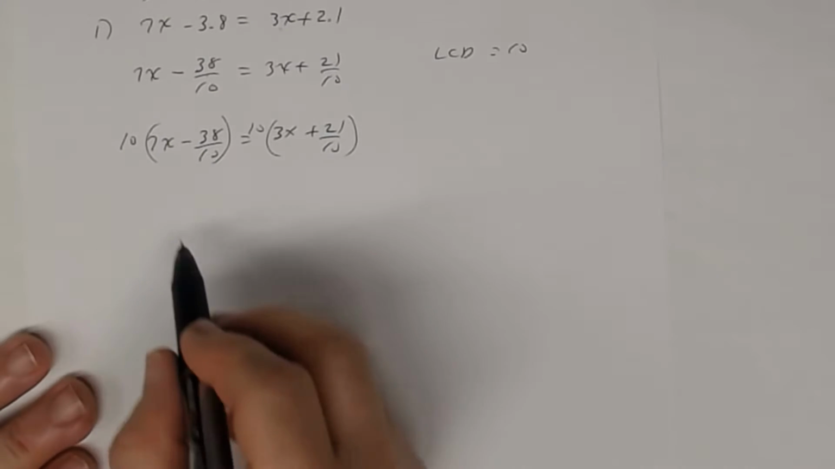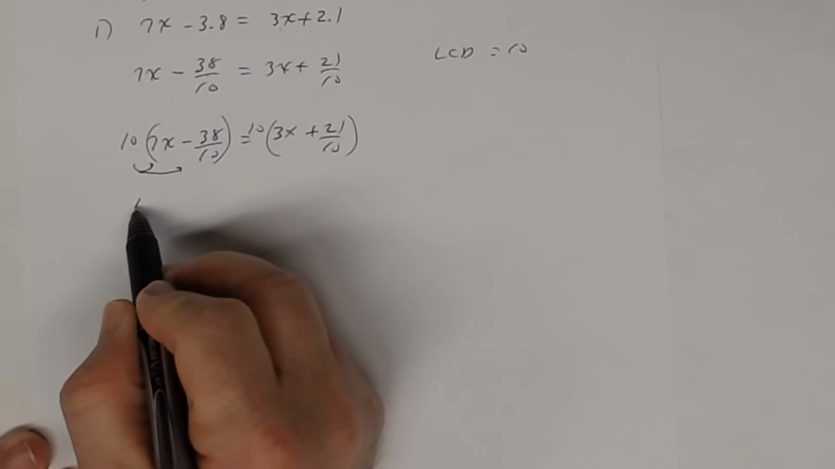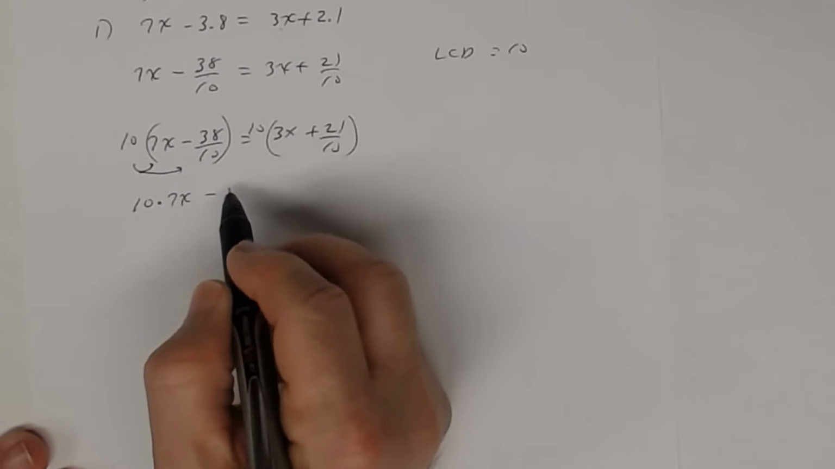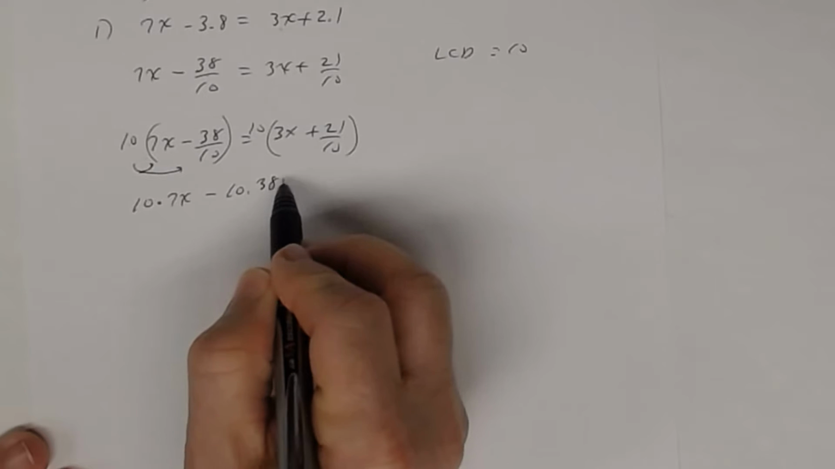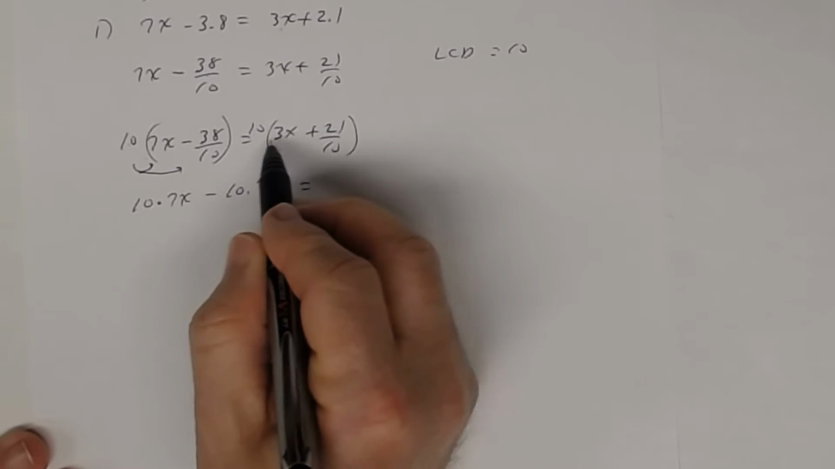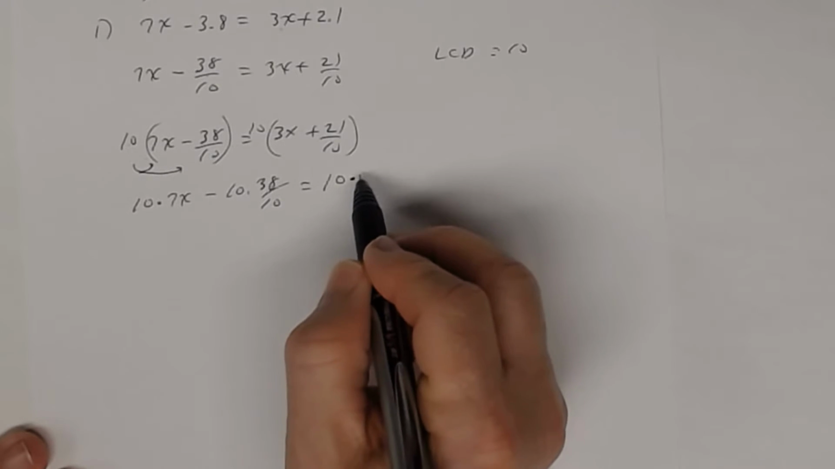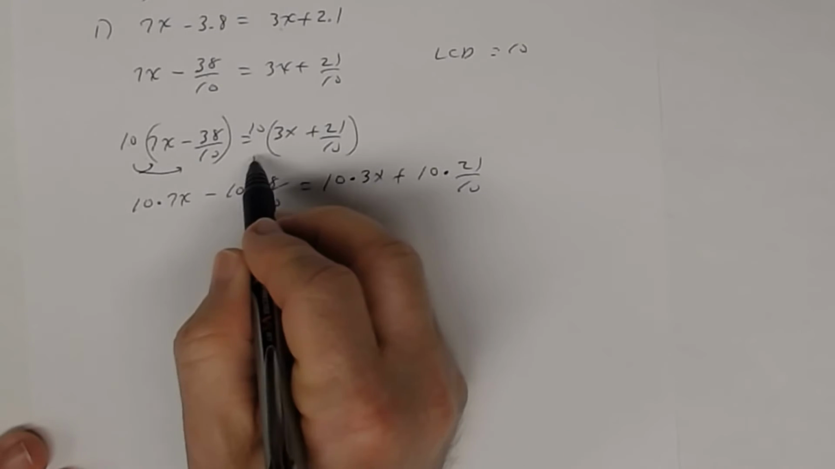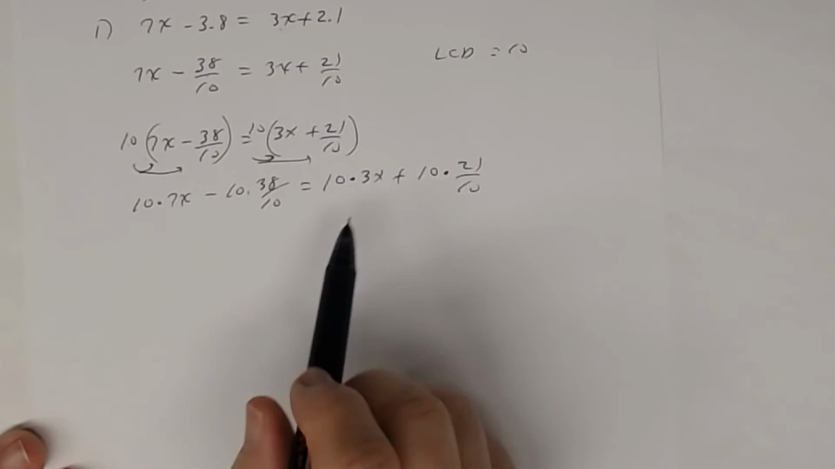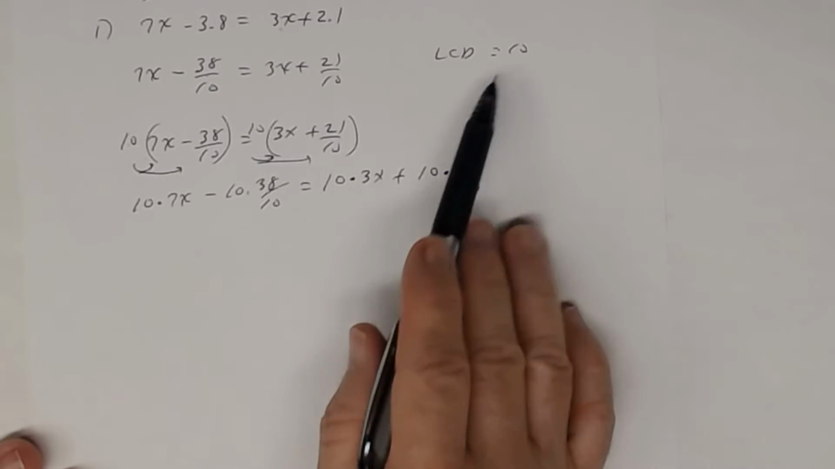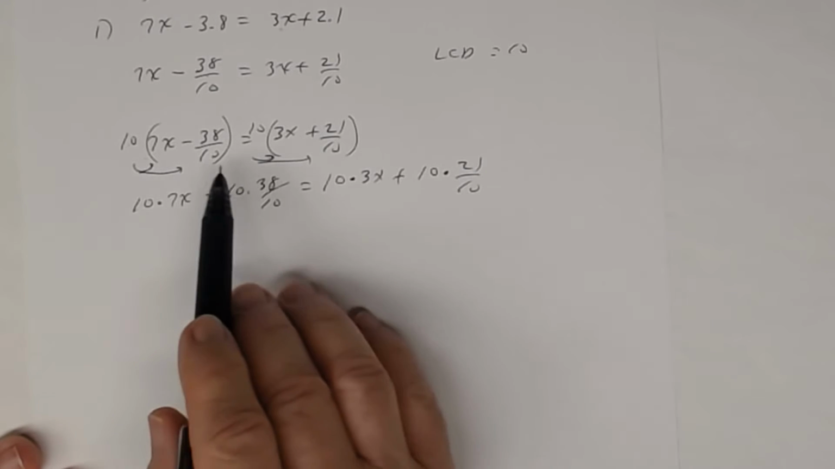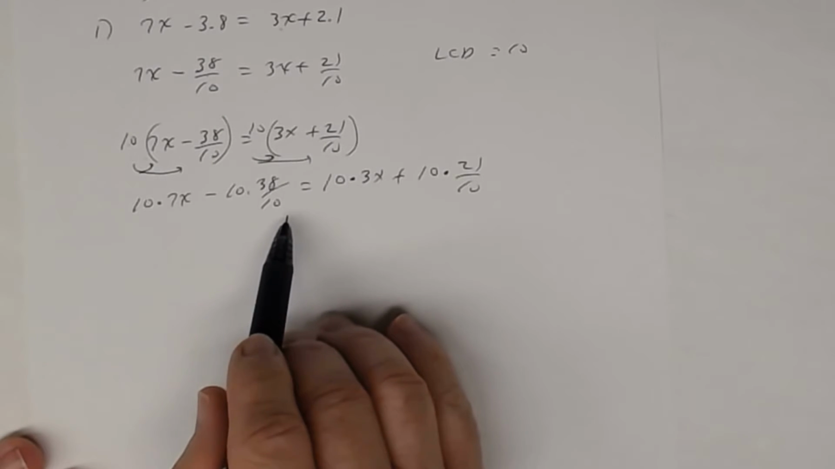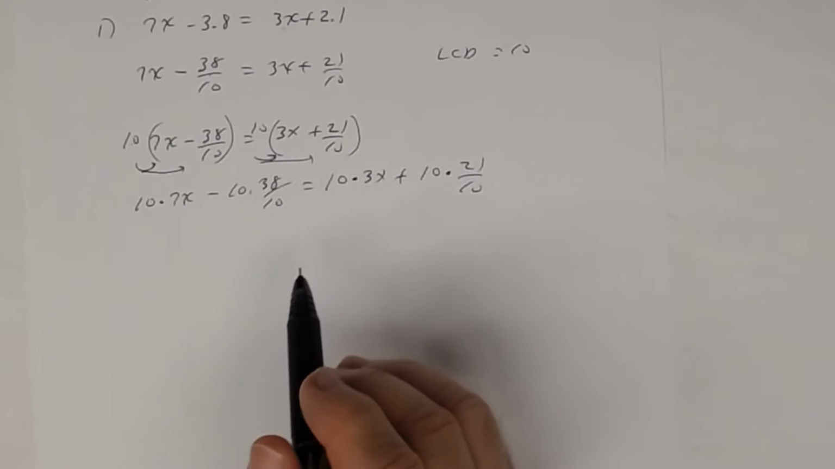All right, and now we're going to go ahead and distribute. So I get 10 times 7x minus, and then 10 times this fraction, 38 tenths, equal 10 times 3x, just like this, plus, and then 10 times 21 tenths. So distribute there. So remember, the whole point of multiplying both sides by the least common denominator is to get these fractions that you had here to be factors of ones. All right? And you're going to get this now, because watch.